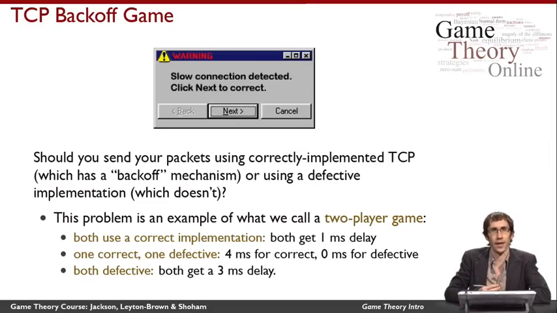Lastly, let's say that if both people use defective implementations of TCP, then we're again in a symmetric situation where they both experience the same delay, and they both experience a bigger delay than they would have before because there's now a greater chance that their packets will be lost at every stage in the chain, and so it will take them longer to send a message.